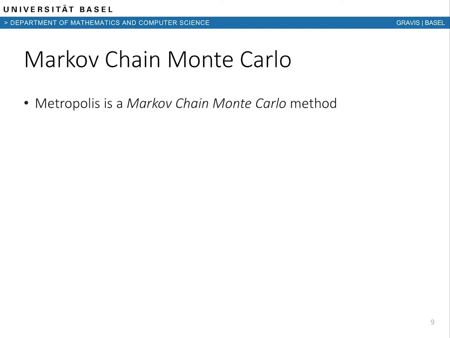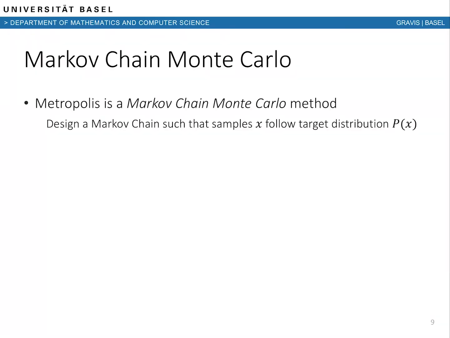The Metropolis algorithm belongs to the Markov chain Monte Carlo methods. These methods all share that they design a Markov chain in the background such that samples from this chain follow the specified target distribution. The concept of all of these algorithms is that they use an already existing sample to produce the next one. This is formally captured by this Markov chain structure.